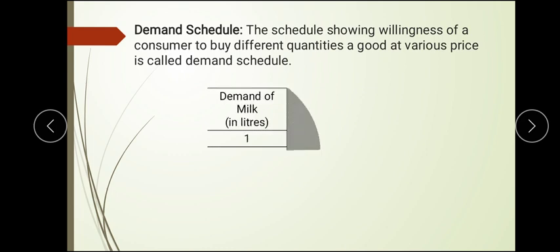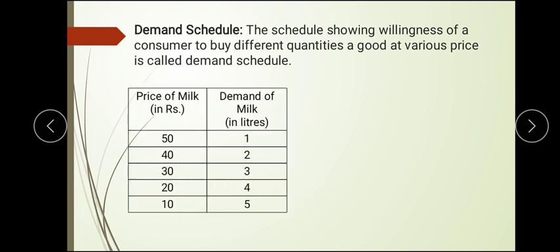So let us see the demand schedule. This is called a demand schedule, where you find two columns. The first is the price of milk, the second is the demand for milk. Now here in the law of demand, demand is the cause and price is the effect.